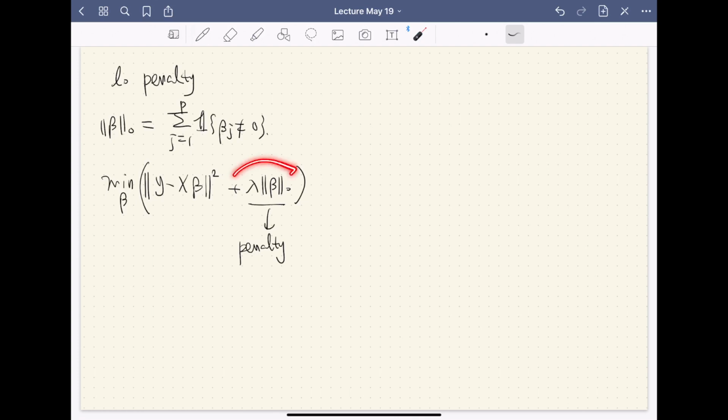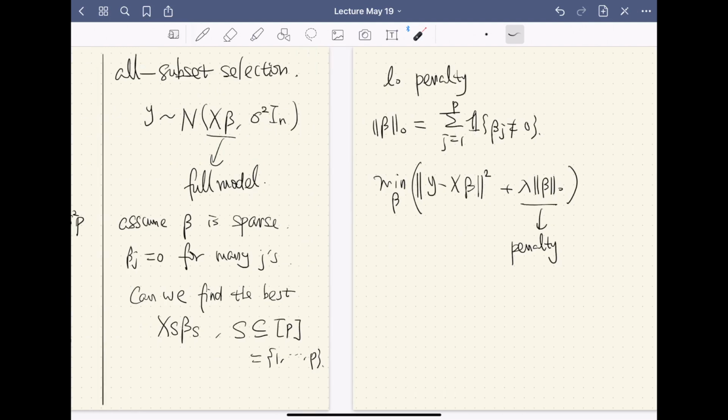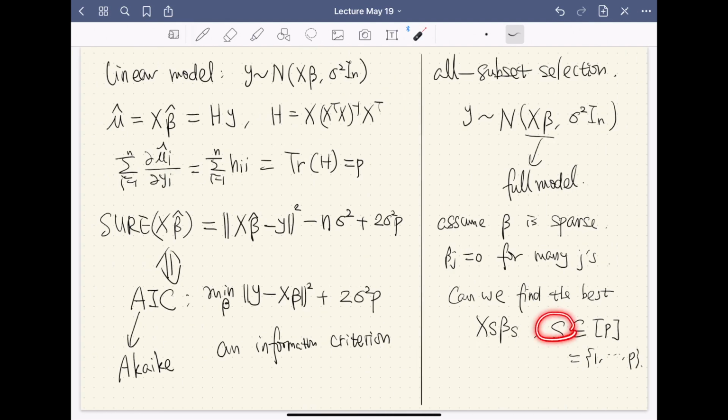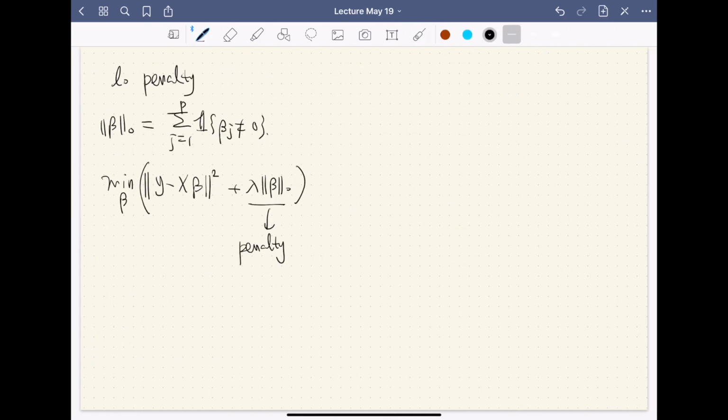As I just said, if you don't add this term, you will always favor a more complicated model. If you just use the first term to select a model, you will always end up with the full model, that is S equals the whole set, right? Because if you use a larger model, the residual is going to be smaller by some simple derivation. So you have to add some penalty. One popular choice is the dimension of the model, which is the number of non-zeros in the regression coefficient. Now, it turns out both AIC and BIC are special cases of the L0 penalty model.